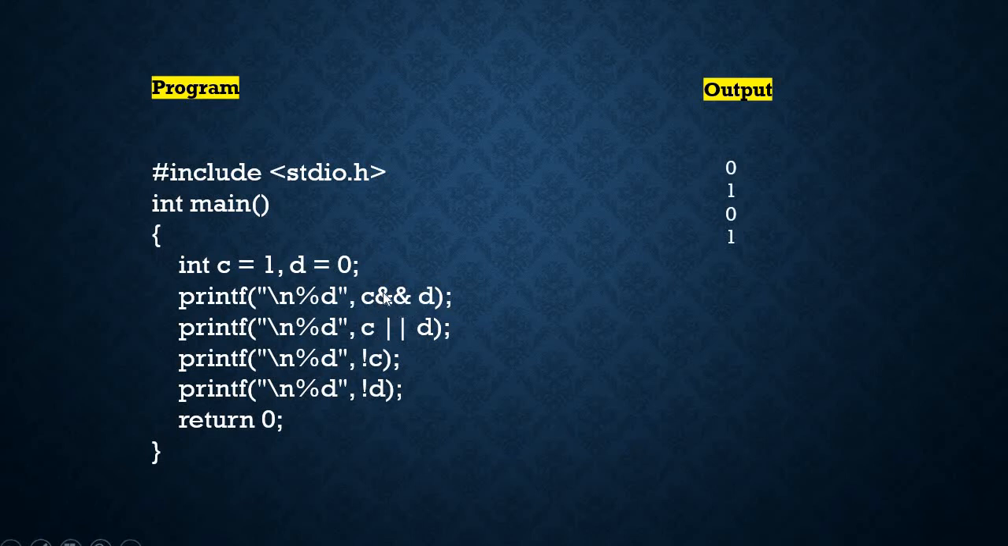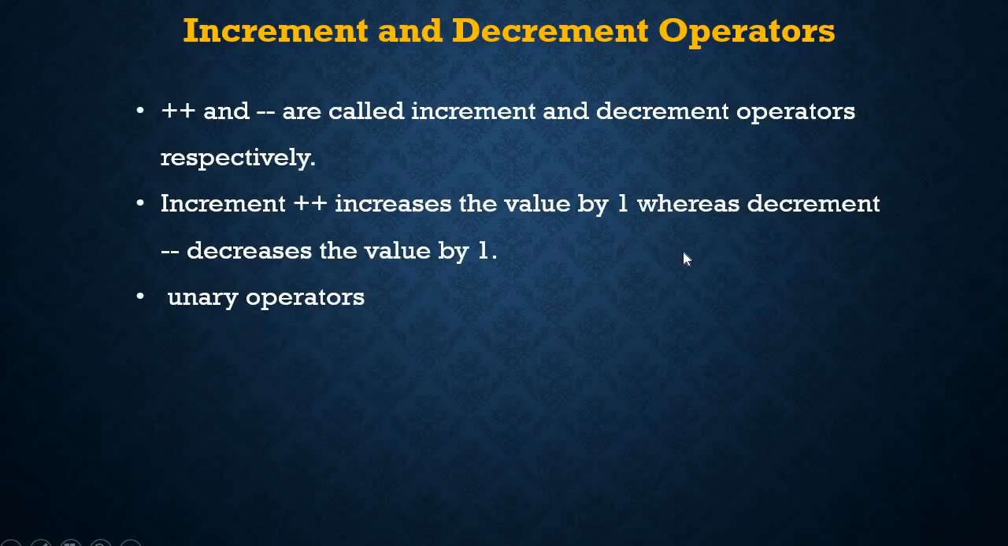So C double ampersand D, that means 1 and 0. It gives the output 0. C or D, logical or, returns the value 1. Then this is the complement of C. Complement of 1 is 0. Complement of D, that is 0, is 1.